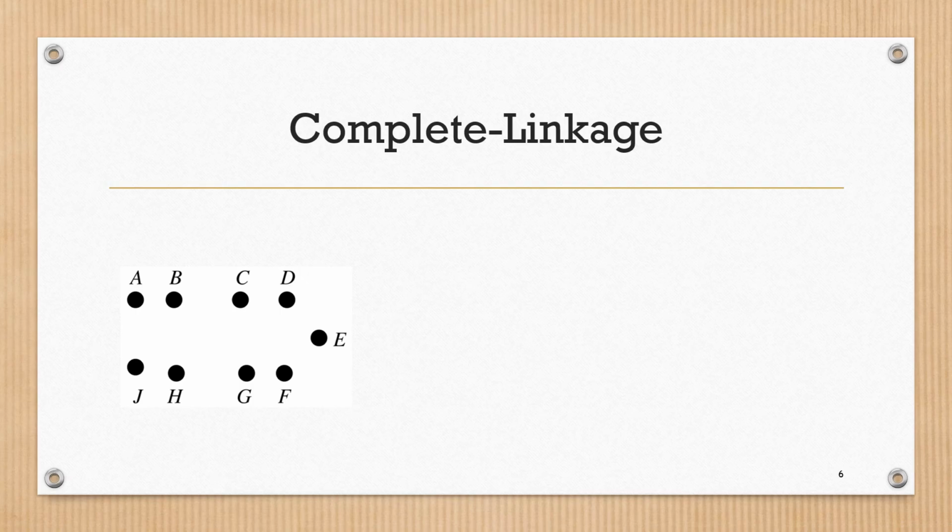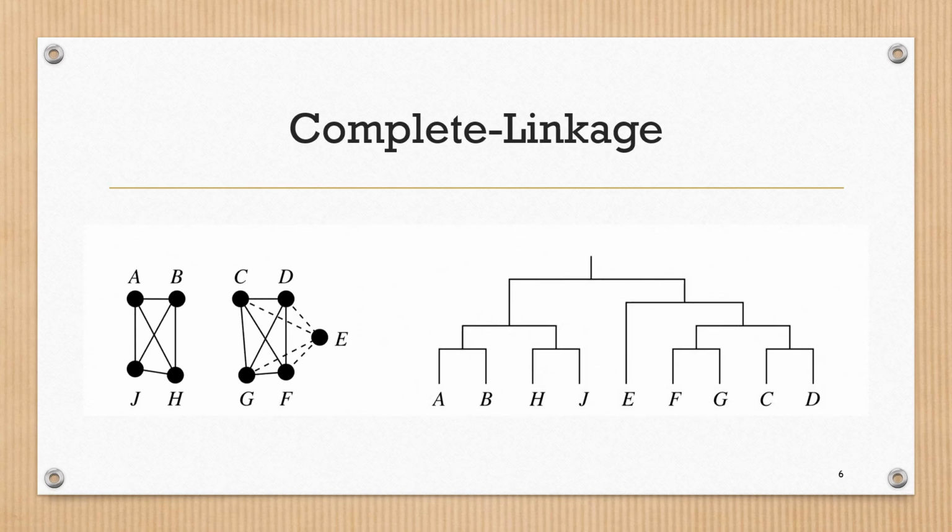When applying complete linkage measure on clustering, the maximum distance is used. As you can see, the hierarchical tree on the right, objects AB are grouped, objects CD are grouped, objects FG are grouped, objects H and J are grouped.